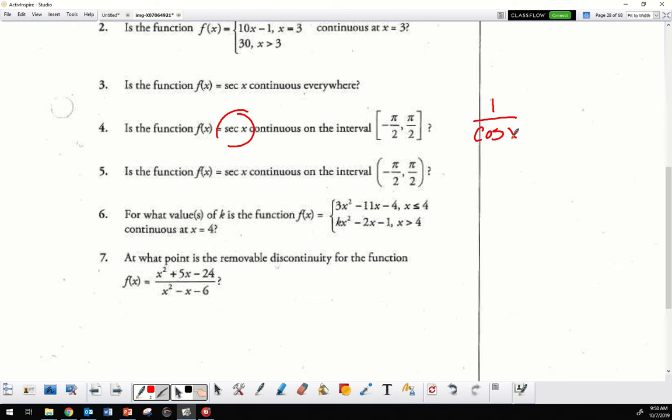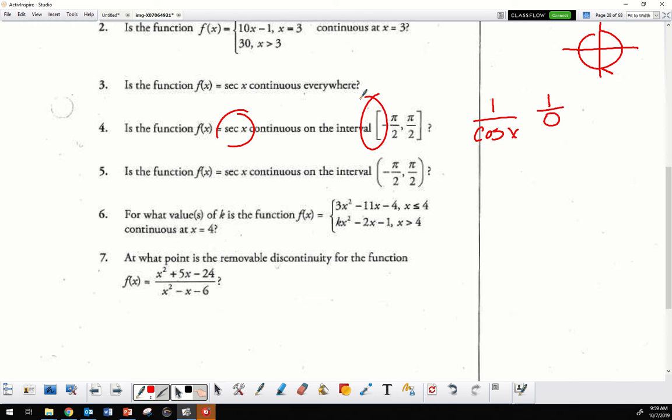At negative pi over 2 on my unit circle, we're all the way down here, right? It's going to be right there. So what is the x value right there? That's going to be 0. Because of this, there is going to be 0 in the denominator, so it's going to be 1 over 0. Am I allowed to have 1 over 0? No, because this is a bracket right here, which means it's equal to there.